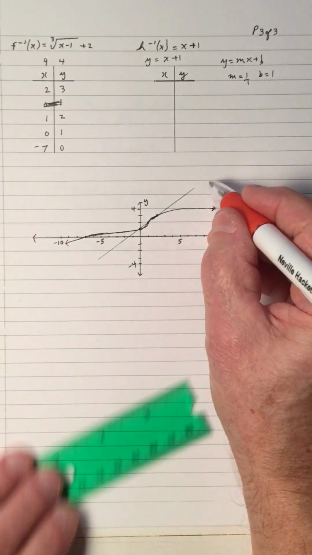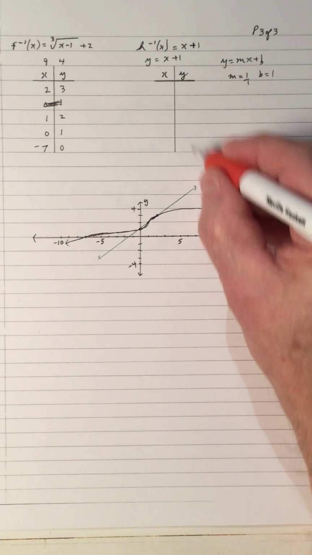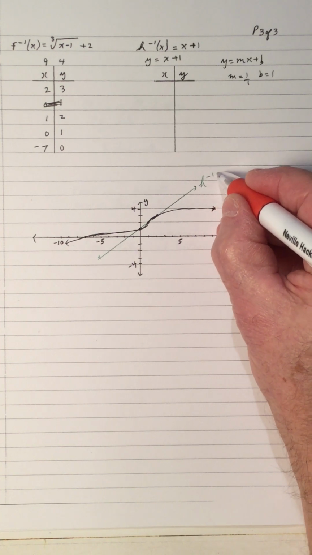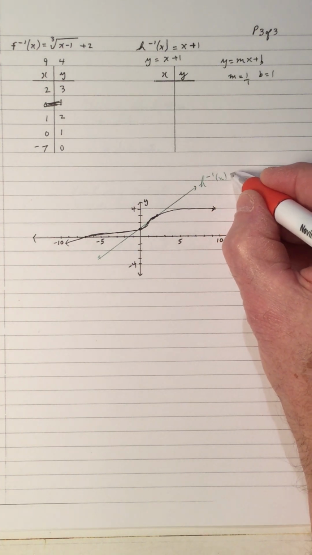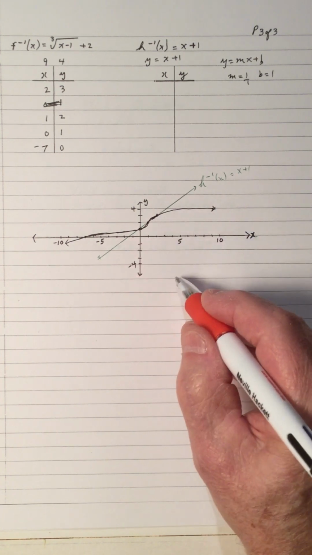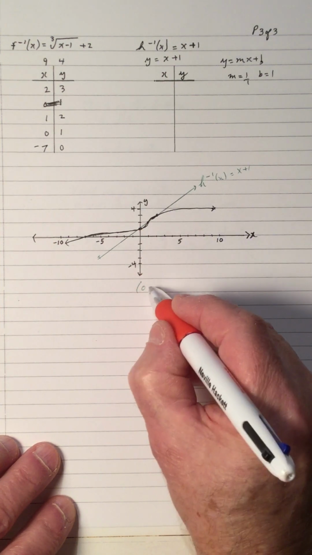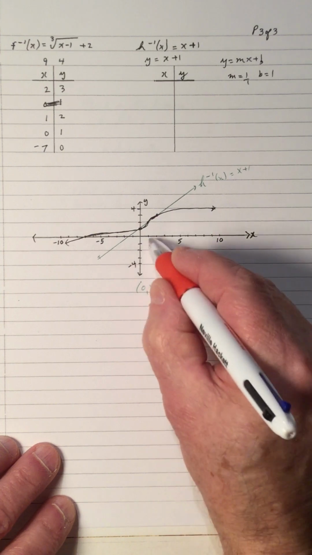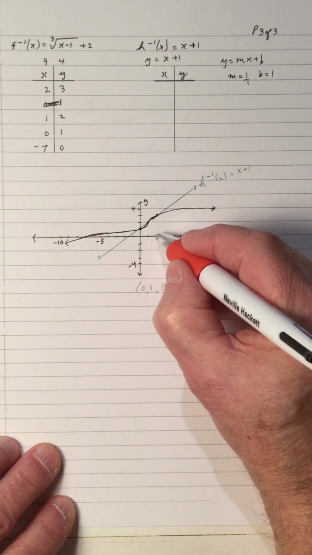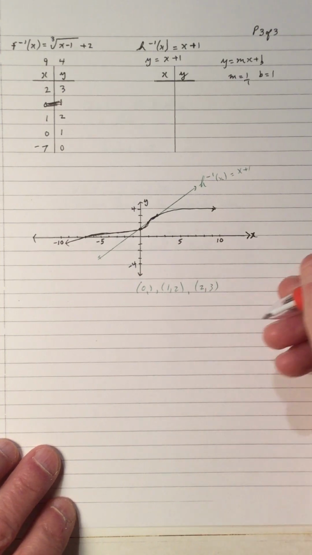So there's your line. Again, this is the inverse of h, h negative 1 of x is x plus 1. So it passes here, here, and here, which is x is 0, y is 1, x is 1, y is 2, and x is 2, y is 3. So I did it graphically to show you.